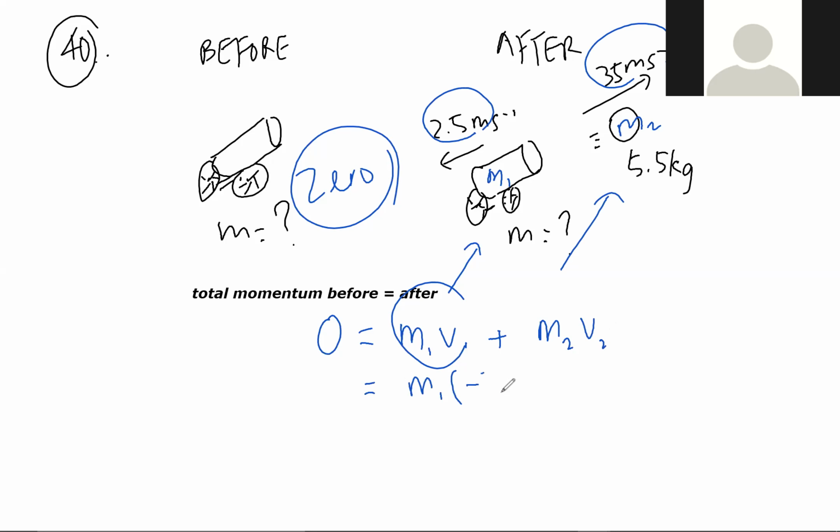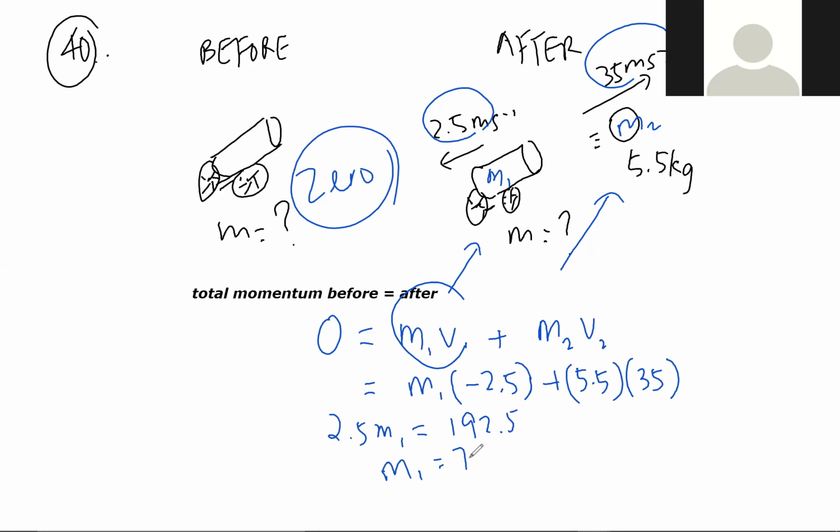So this one is negative 2.5 m1 plus 5.5, the cannonball mass, times the velocity, 35. So you just calculate, you get 2.5 m1 equals 192.5, and m1 equals 77 kg. B. So this is the mass of the cannon.